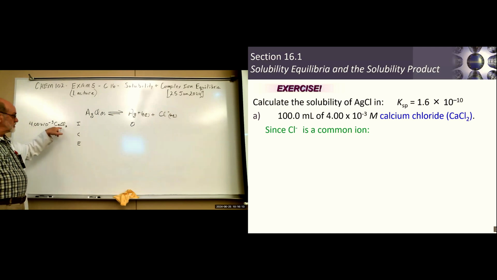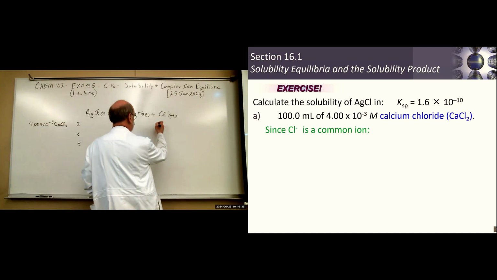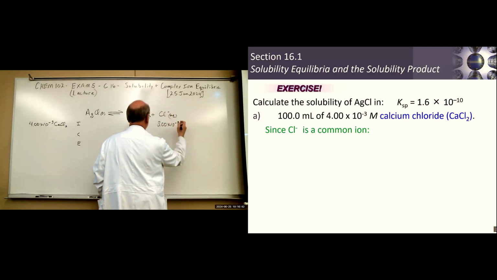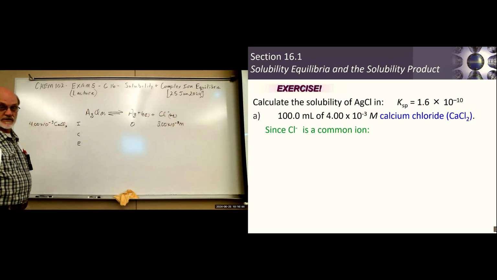When you put that in solution, you get 2 chlorides for every 1 molecule. So the concentration is actually 8 times 10 to the minus third. Everybody see that? We've doubled the concentration of chloride. When this goes into solution, you get 2 for 1, 2 chlorides for every 1 molecule. So that means the concentration of chloride is 8 times 10 to the minus third. Okay, those are our starting conditions.